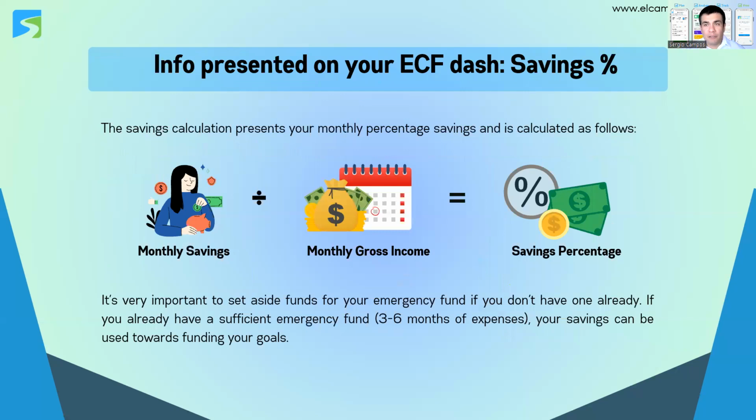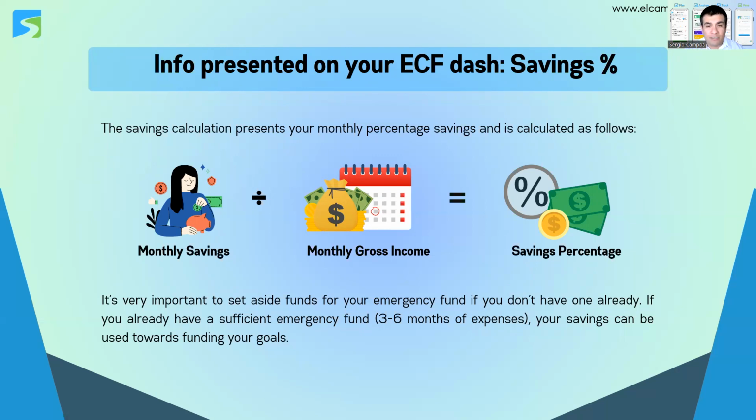And then another calculation presented in the ECF dashboard is your savings rate. The savings calculation presents your monthly percentage savings and is calculated as follows. It's the dollar amount of savings divided by your monthly gross income, and that will equal the savings rate.